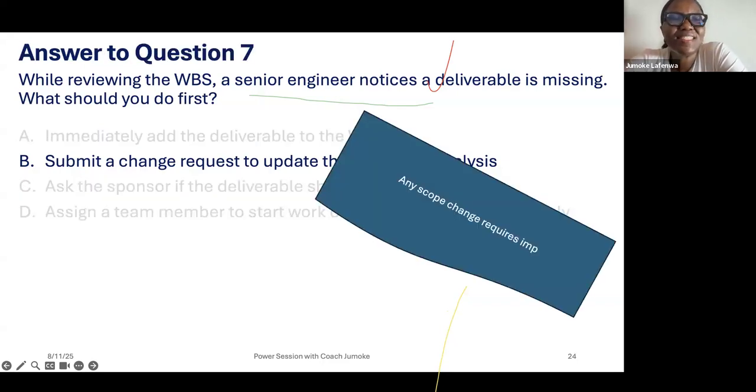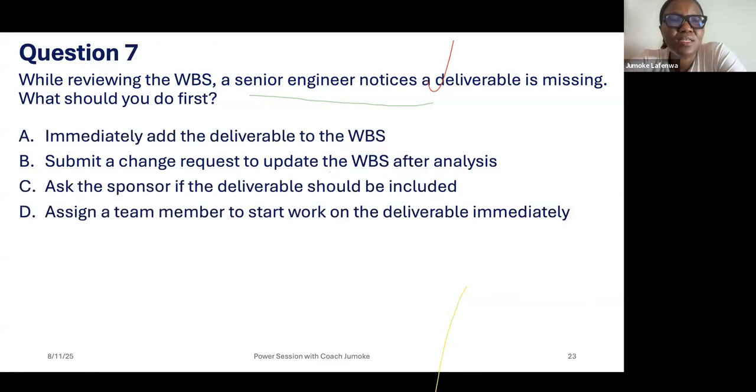The answer is B. Submit a change request to update the WBS. While reviewing the WBS, a deliverable is missing. Submit a change request to update the WBS.